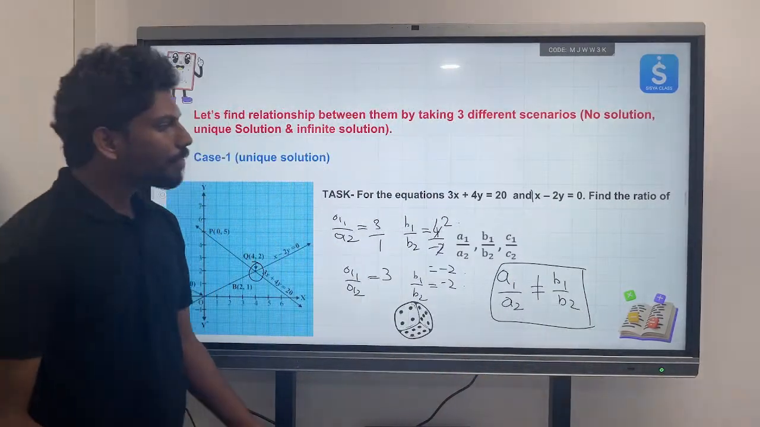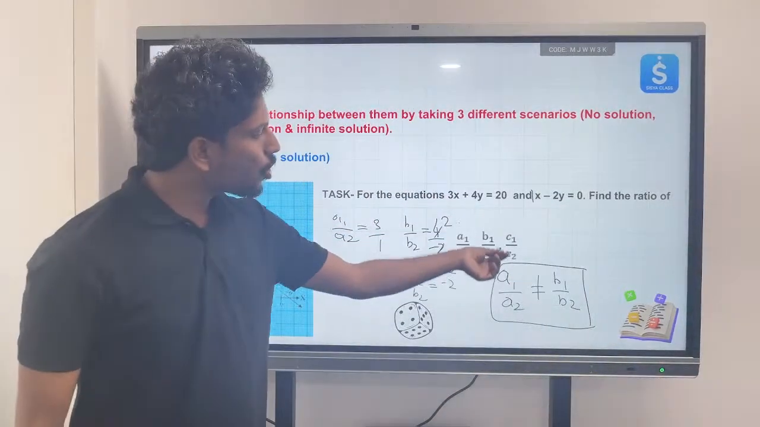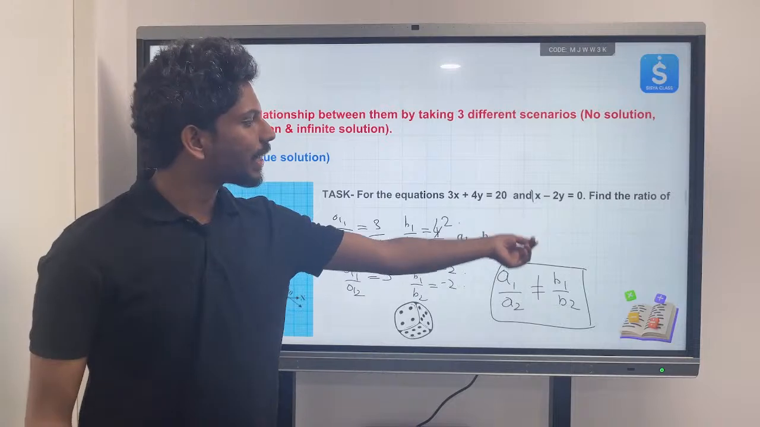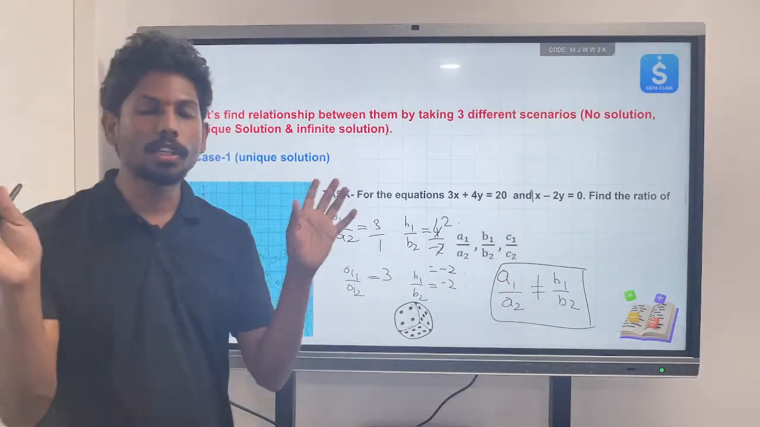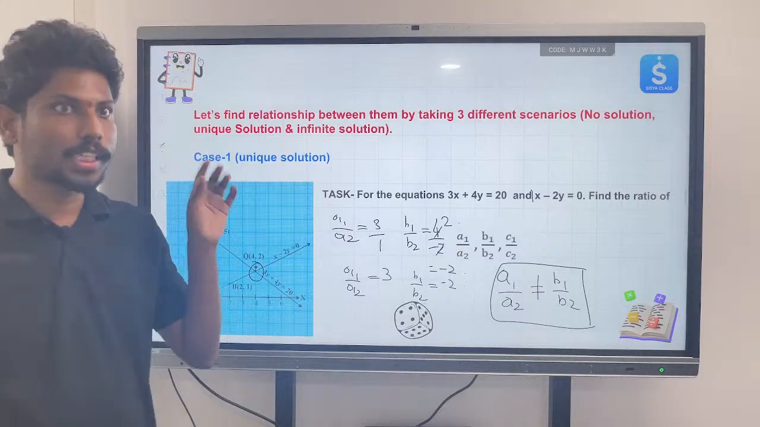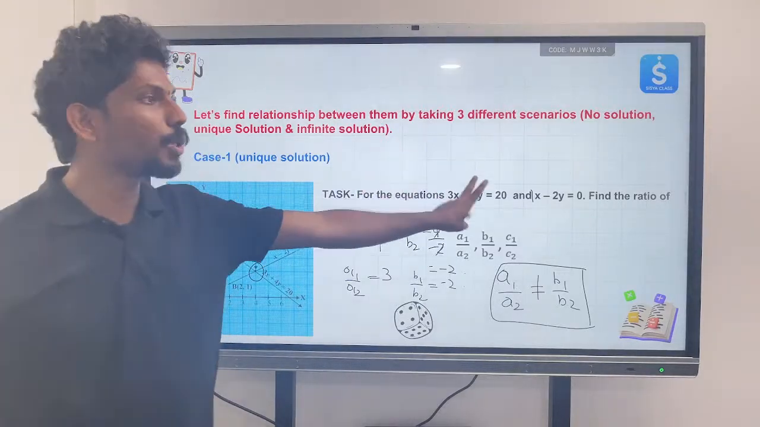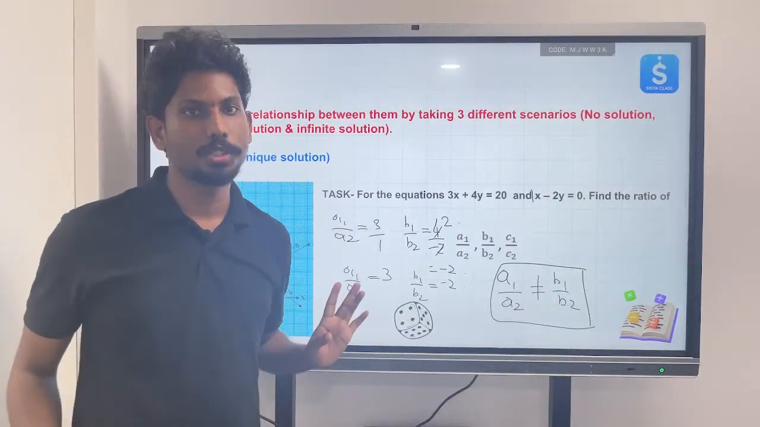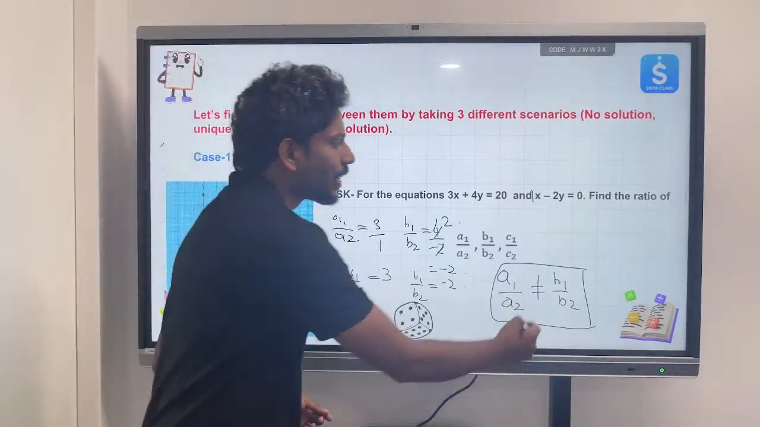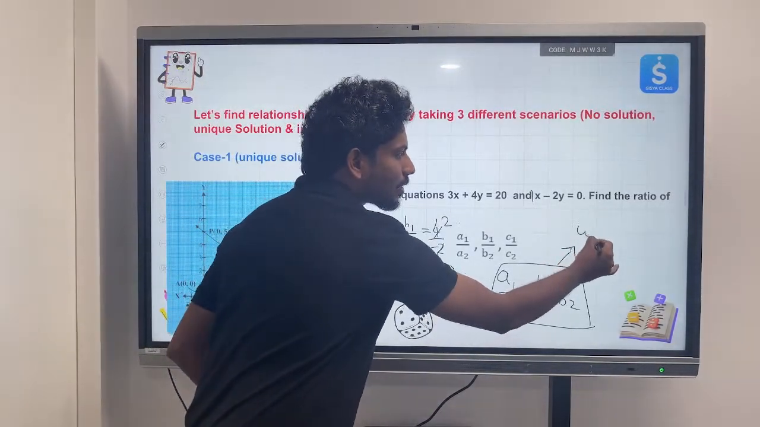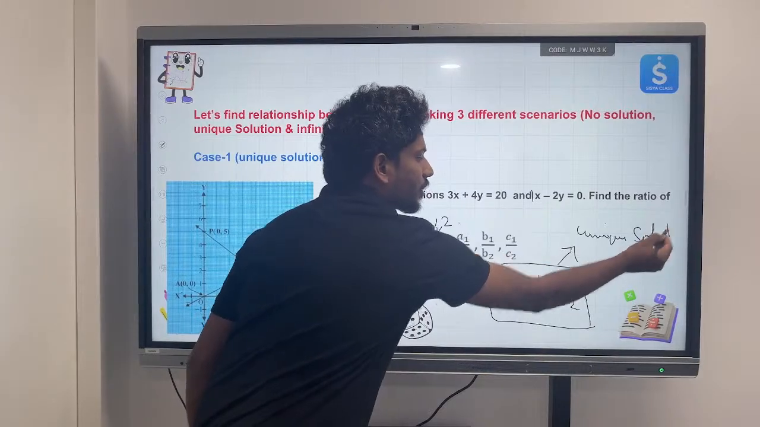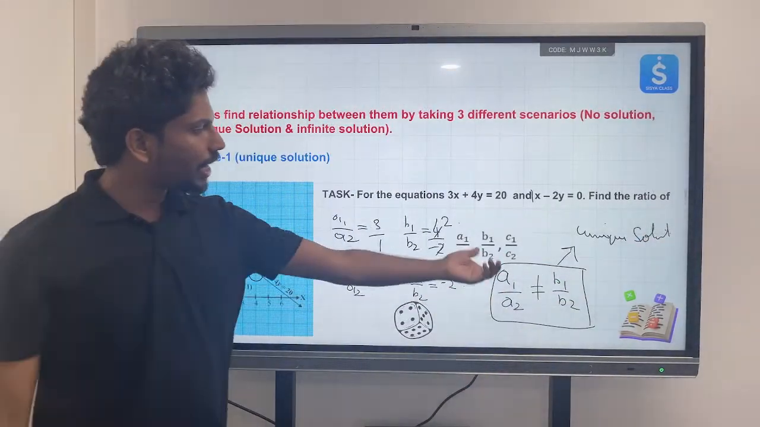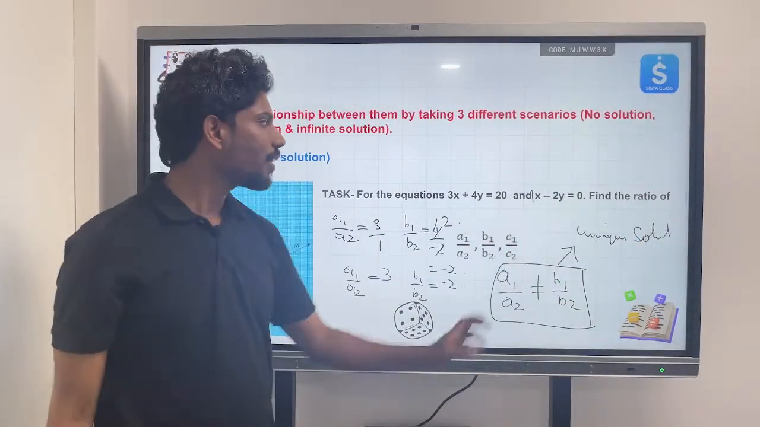Whenever the ratio of coefficient of x and the ratio of coefficient of y are not equal, then I can directly conclude without even seeing the graphical representation. I can just say that these two equations are having only and only one solution. So remember this case, whenever this possibility is there, there is only how many solutions do we have? We have unique solution. So remember this. So whenever a1 by a2 is not equal to b1 by b2, we have unique solution.